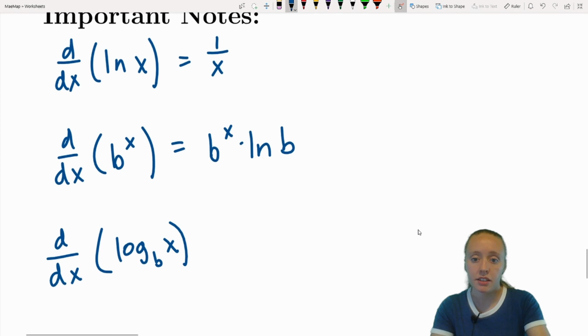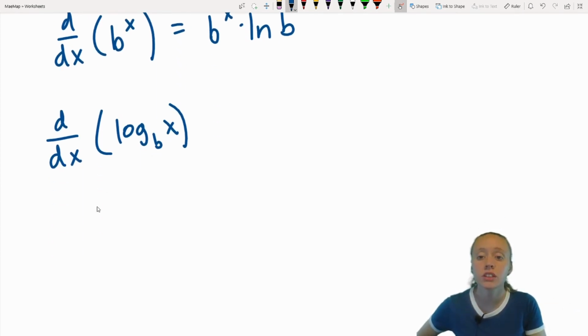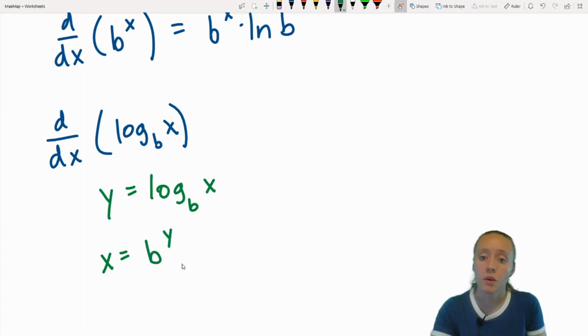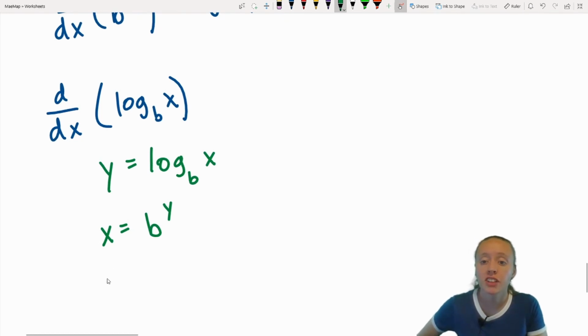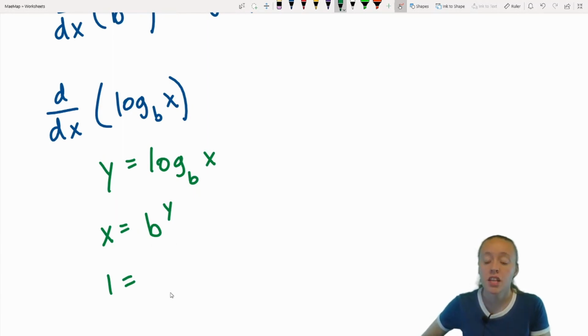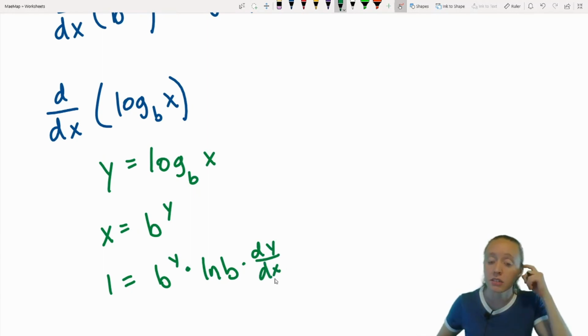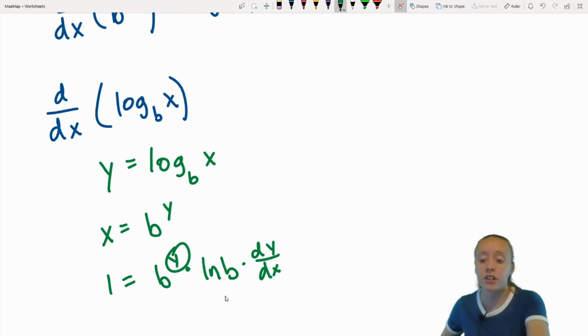Log base b of x, we can rewrite this again using log rules. If y equals log base b of x, that means that x equals b to the y. And we can take the derivative of this with respect to x, right? The derivative with respect to x of our left-hand side is 1, and the derivative with respect to x of our right-hand side, think about it, b to the x times the ln of b, but I have some function, so that's going to be b to the y times the ln of b times the derivative of y with respect to x, because I had to remember that y is some function of x.